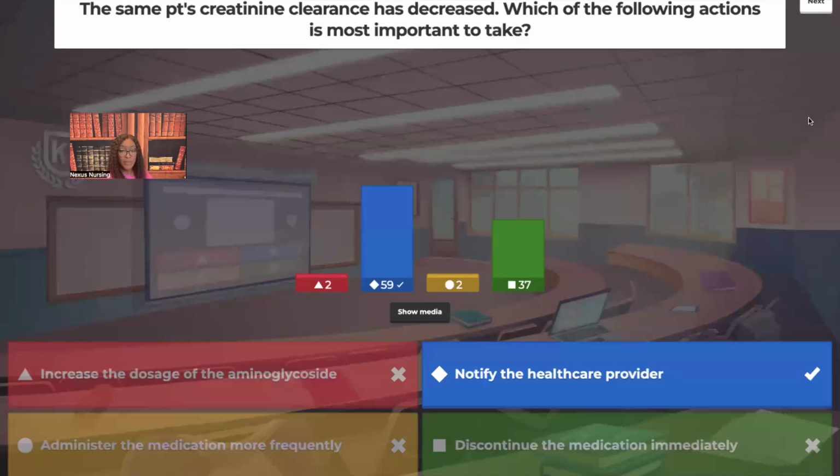Very good. Notify the healthcare provider. Now, I saw 37 of you guys chose discontinue the med immediately. So let's talk about the right answer, then I'll go to the wrong answer choices.